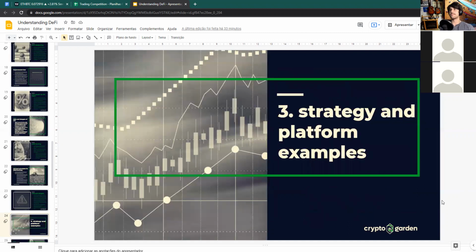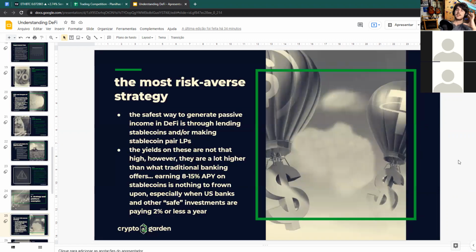Okay. So now we go to part 3, which is actually the most interesting to me, which is strategies and platform examples. So first, this is the most risk-averse strategy. Now, again, this is not financial advice. It's just a strategy that people use and that can make some passive income.